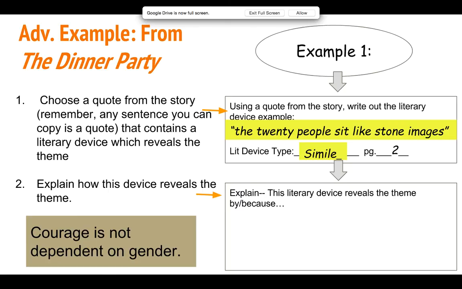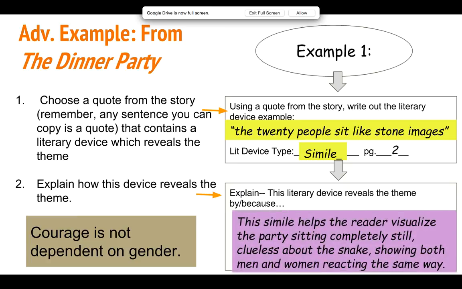Now I need to explain: why is 20 people sitting like stone images talking about the theme and talking about courage? In my purple box, I wrote this: This simile helps the reader visualize or see the party sitting completely still, clueless about the snake, showing both men and women reacting the same way. You know from reading the story that the snake is under the table and these 20 people are sitting like stone images and they do not realize that the snake is there.